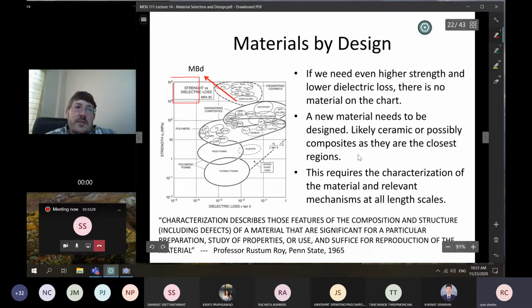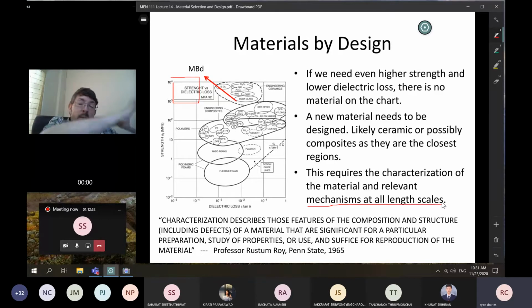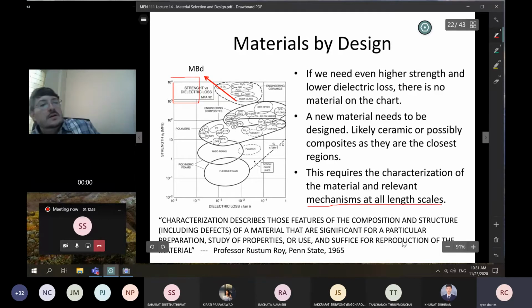So we'd have to figure out how these things are working. What are the mechanisms, right? What are the mechanisms at all the length scales to explain why these things have a particular strength, or what impacts that dielectric loss? We'd have to understand that to figure out how to make a better material, you know, to expand the front or to completely jump to a new area, right?